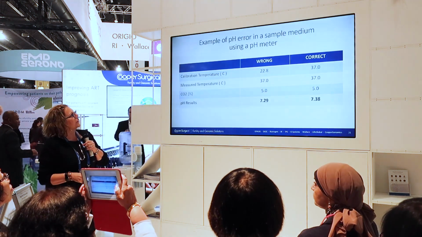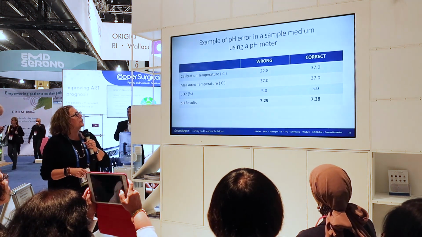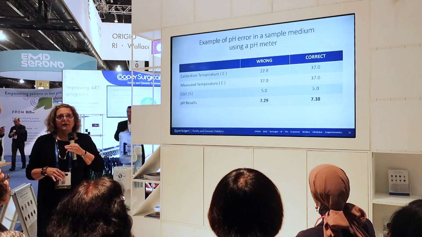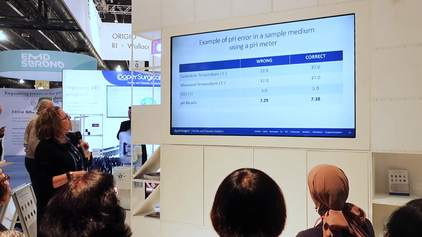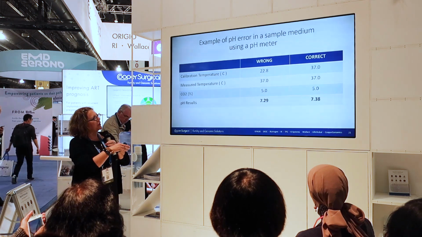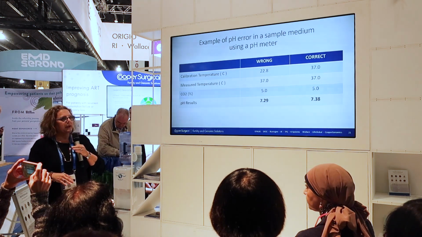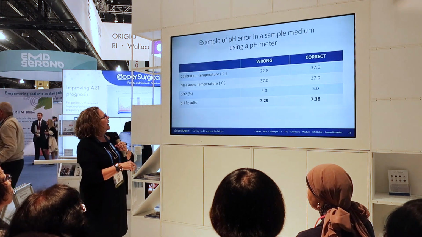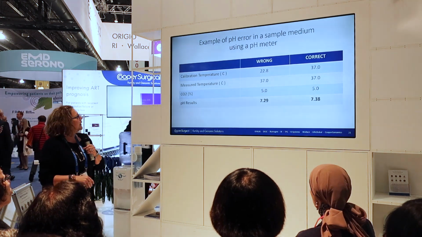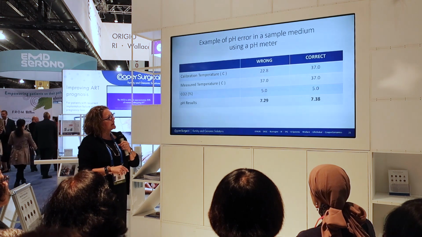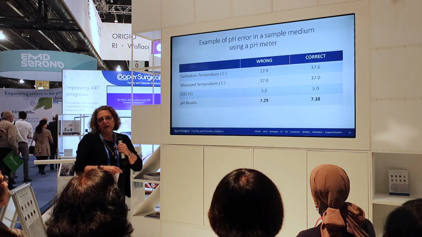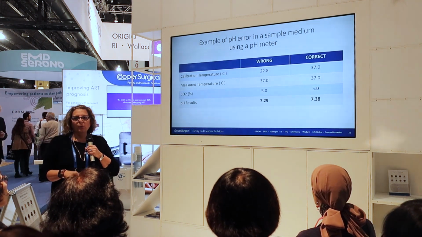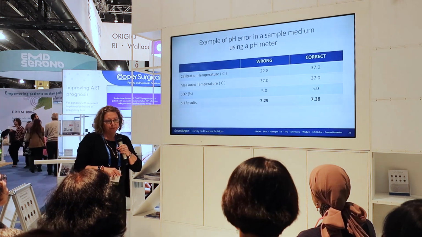So I just want to show you an example of how it's easy to run into a problem if you have a pH meter. If you calibrate your pH meter at 22.8 degrees and then measure at 37, even though your CO2 is completely stable, you can see that your pH results are different. And one is going to be correct and one is going to be wrong.